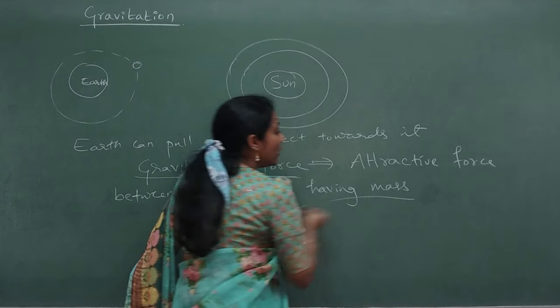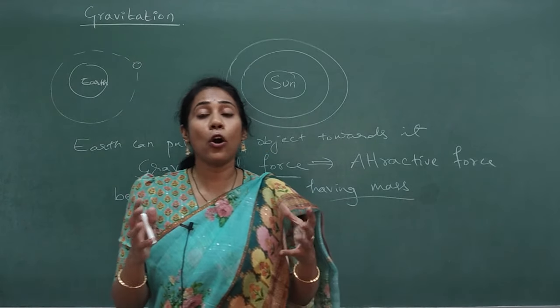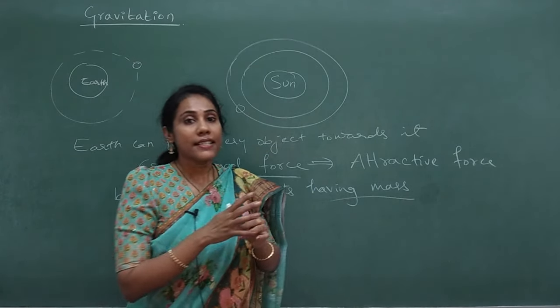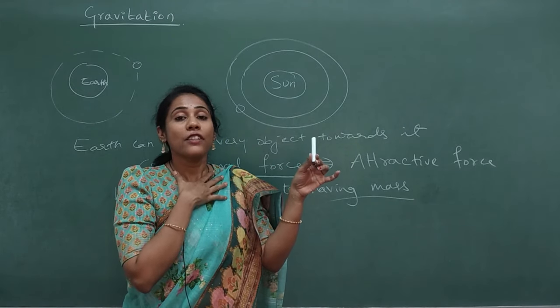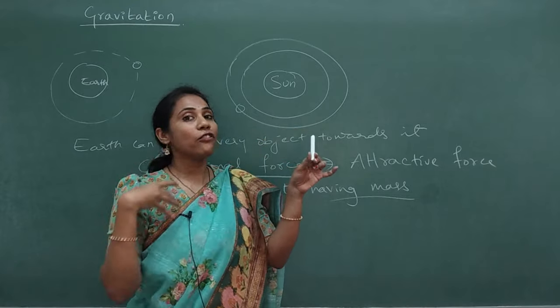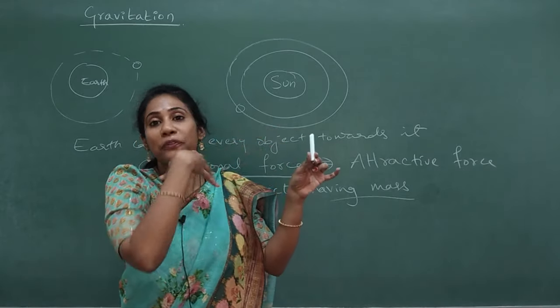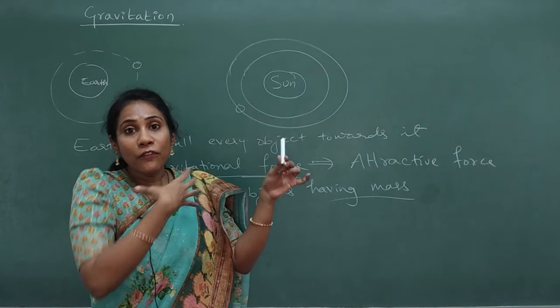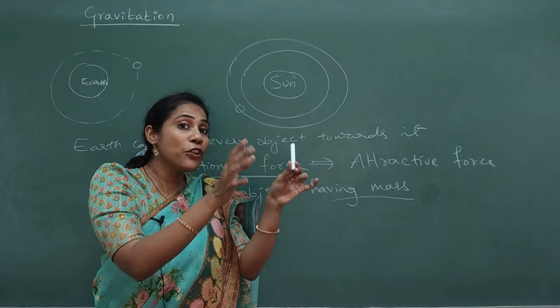So I told you there is a condition for this gravitational force. Here the objects must have mass. See, the chalk piece has a mass. I have a mass, right? So it is because the bodies have mass that an invisible force exists between us. I have a force in me that can pull this chalk piece, and the chalk piece has a force within it.